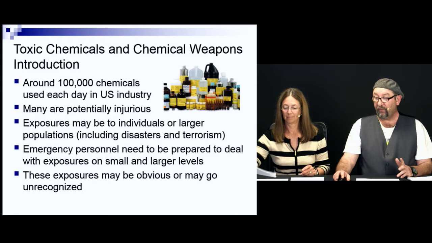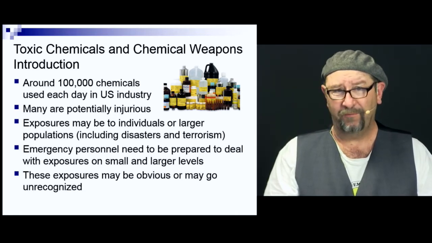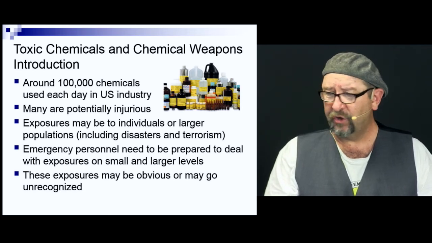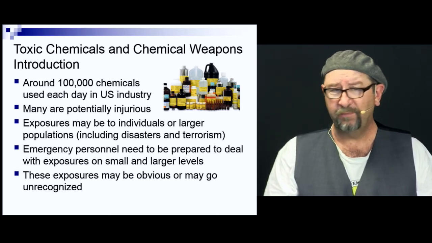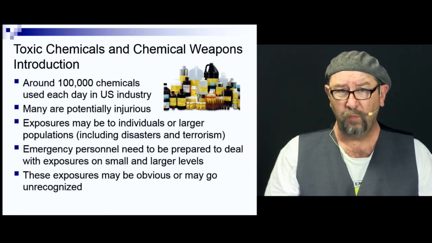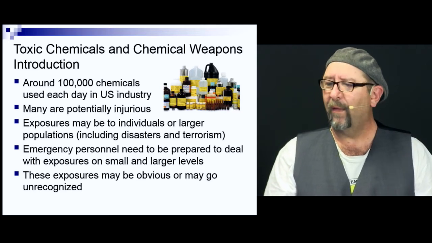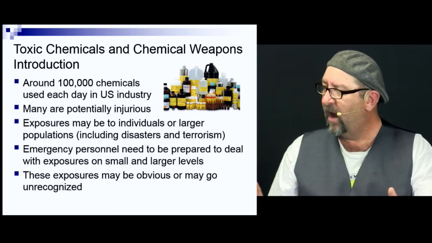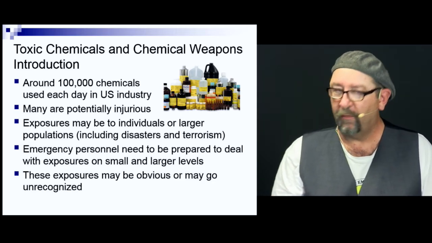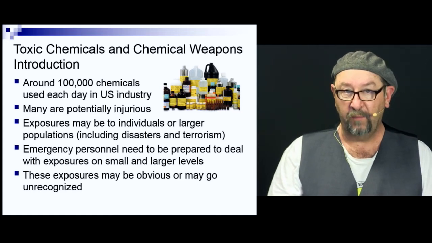So are there a lot of chemicals out there? Oh yeah, there's a lot of chemicals. Are they potentially bad for you? Yeah, they're almost all bad for you. Can exposures to individuals affect larger populations? Sure. If there's a leak, a spill, an explosion, sure they can. Do emergency personnel need to be prepared? Sure, we do, both on small and large levels. But while there's lots of disaster preparedness, I would like to focus on the diagnostic part of this when recognizing smaller isolated cases. And some of those exposures can be pretty subtle.